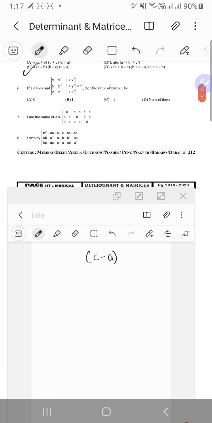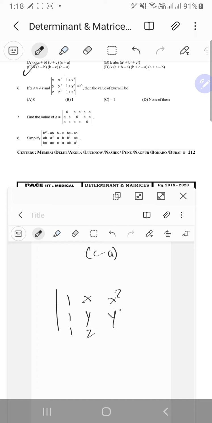Next question. If x is not equal to y is not equal to z and this determinant is 0, then the value of xyz will be? First of all, just write it like this. You can always switch this like that and then like that. So 1 1 1, x y z, x square y square z square.